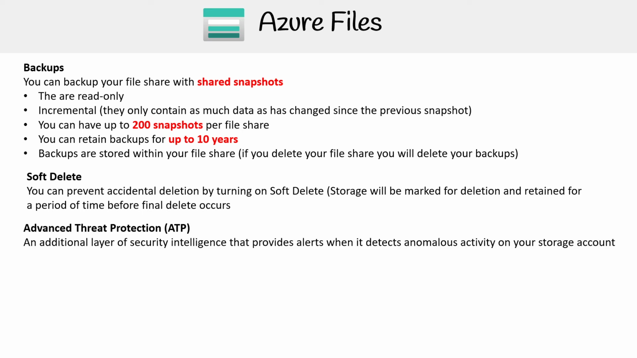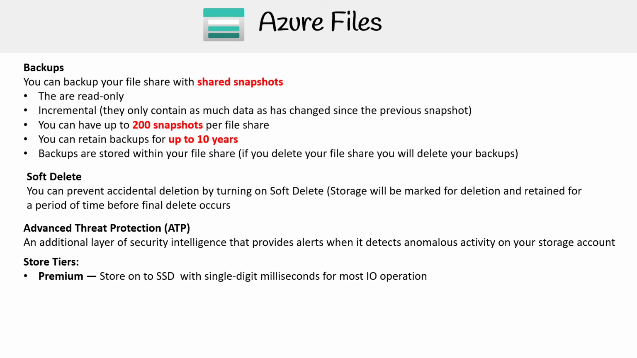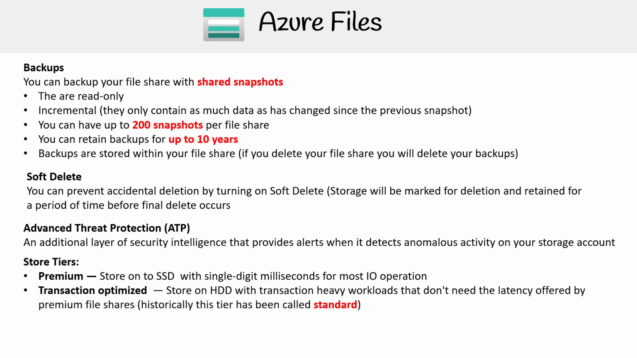Then we have advanced threat protection, so that's ATP. This is an additional layer of security intelligence that provides alerts when it detects anomalous activity on your storage account. I'm pretty sure in my AZ-900, I cover this a little bit more in detail there, but it's not so important at this level of certification. Then you have your storage tiers. So there's premium. This is stored on SSD with single-digit millisecond latency for most I/O operations. As we learned earlier, the higher the IOPS, the faster this is, and SSD is always great for that.